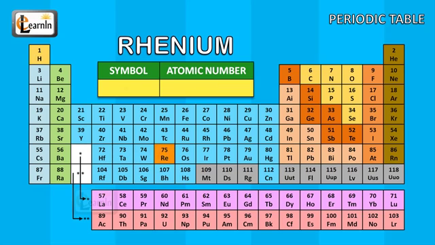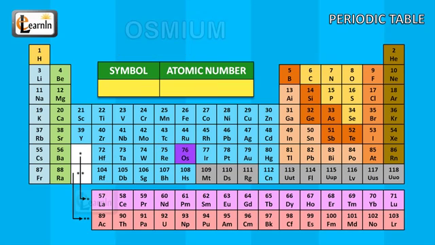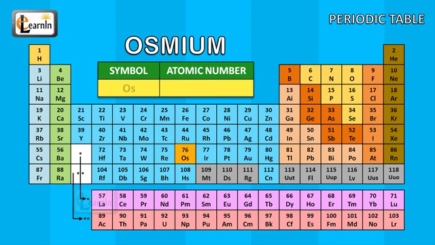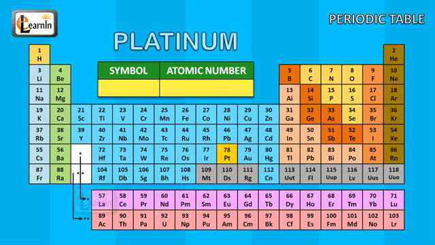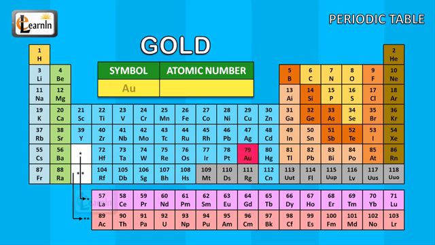The element rhenium is represented as Re and has an atomic number of 75. The element osmium is represented as Os and has an atomic number of 76. The element iridium is represented as Ir and has an atomic number of 77. The element platinum is represented as Pt and has an atomic number of 78. The element gold is represented as Au and has an atomic number of 79.